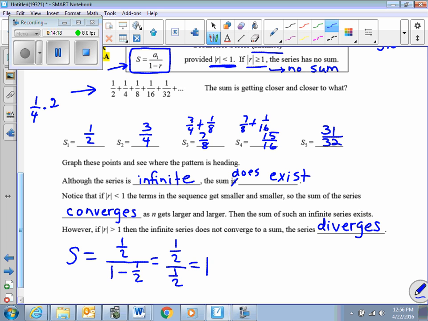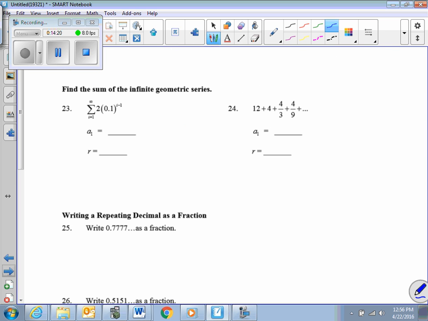So I think we may have another example or two back here. Let's see what we have here. Find the sum. Oh, this is infinite. Right here, I can see it's definitely infinite. What do I want to check? Remember, I have to check the value of r and make sure it's less than 1. This is 1/10, so it definitely is. So I know that I can find a sum. The first term is 2. The ratio is 0.1. So I'm going to use my little formula that says S is a sub 1 over 1 minus r.